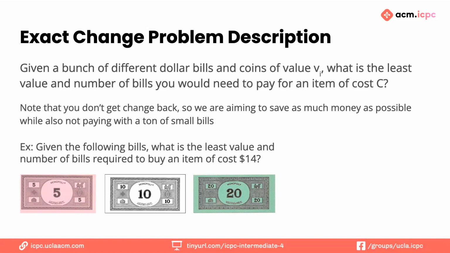As an example, let's say that you have these three bills with you: a 5, a 10, and a 20. What is the least value and number of bills that would be required to buy an item of cost 14? Can anybody answer that? It's pretty intuitive. It's just like you're at the store. How would you pay for a $14 item with these three bills? The 5 and the 10.